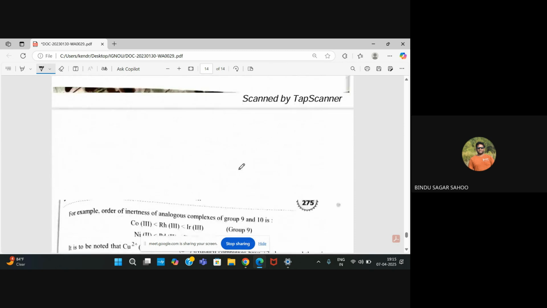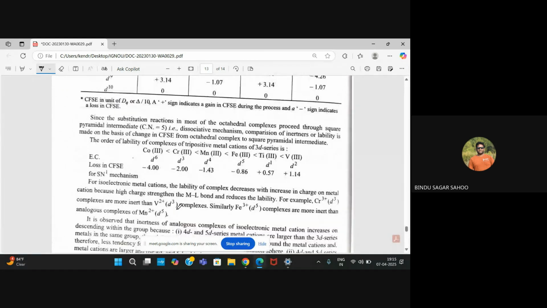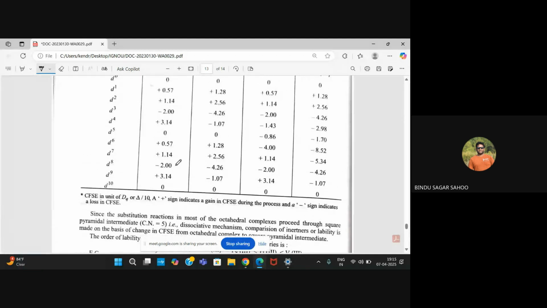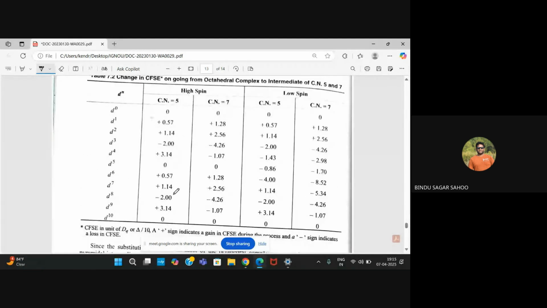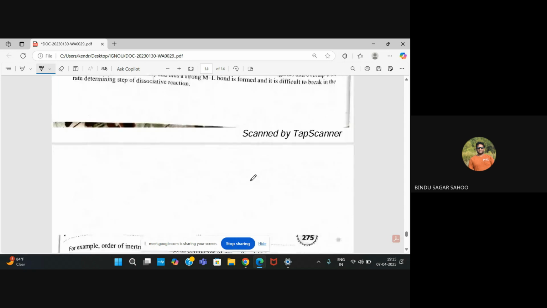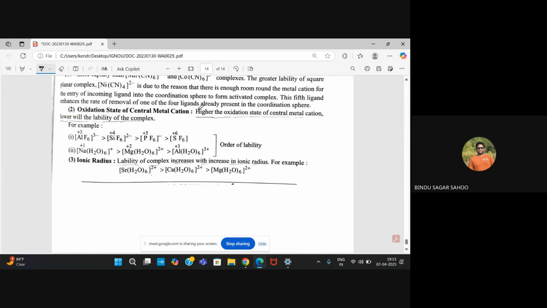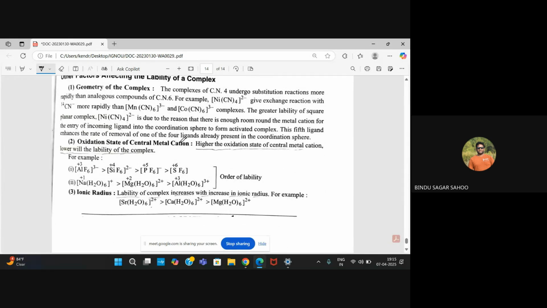So you can understand how to determine the lability and inertness of the complexes of the main group and transition elements by using these two tables, or you can also predict the lability and inertness of the main group elements by using these three general concepts.